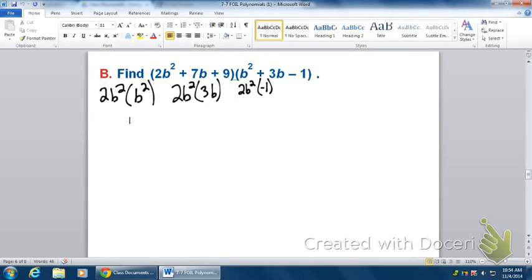Alright. Now let's distribute this 7b. 7b times b squared. Same process, just more numbers. You have to distribute each one of those. Now we're not really foiling because we're not doing first. You're distributing every number in that first thing over to the next one. Every time, 2b squared multiplies everything in the next one, 7b multiplies everything in the next one.